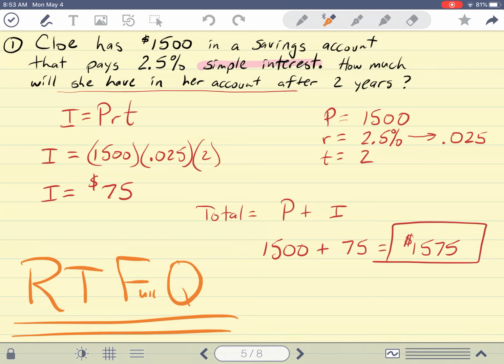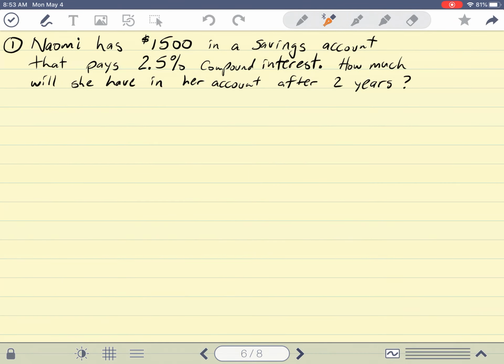All right, so let's take a look. Now, Chloe had her money in a simple interest savings account, but she's got a friend who said, "Well, I can do better than that." So Naomi has $1,500 in a savings account that pays 2.5% compound interest. How much will she have in her account after 2 years?